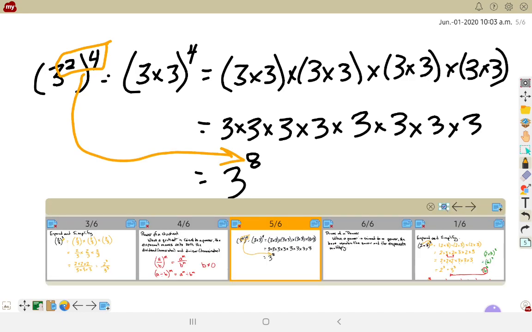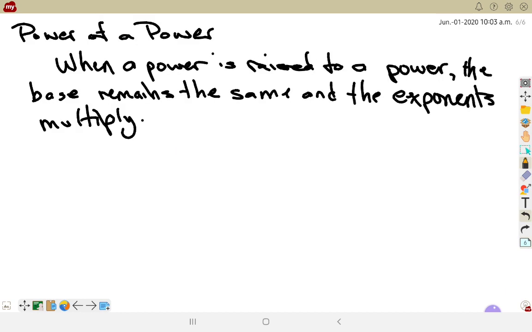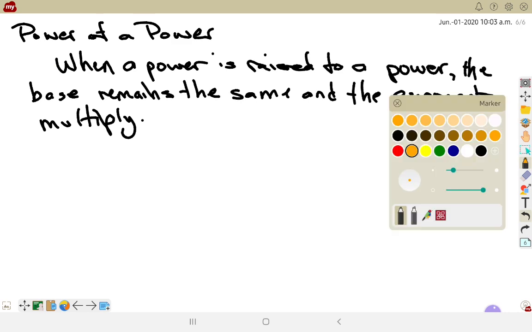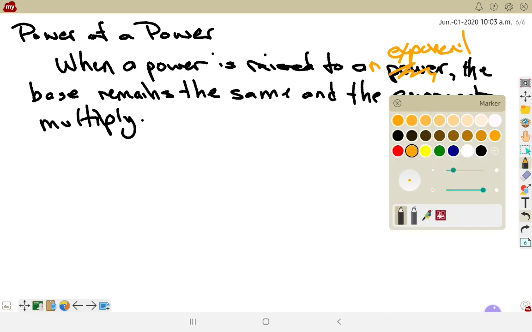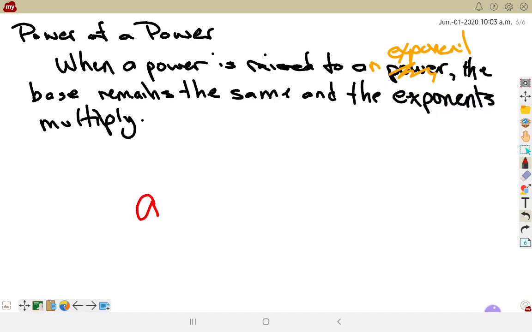Our 5th exponent law that we have now is the power of a power, and it's when a power is raised to an exponent. When a power is raised to an exponent, the base remains the same and the exponents multiply. So if we have a power, a exponent m, raised to another exponent, we'll say n, the base stays the same, so it stays as a, but the exponents then multiply together.